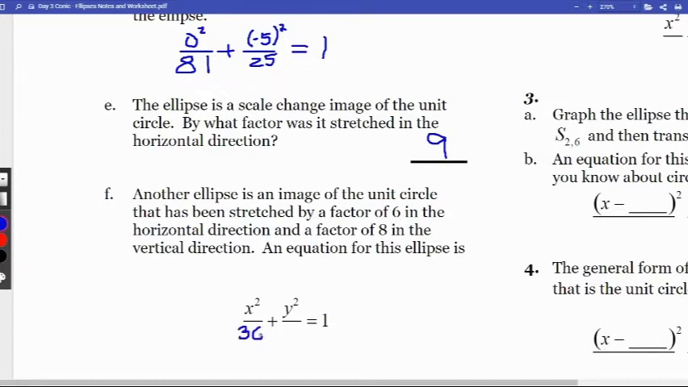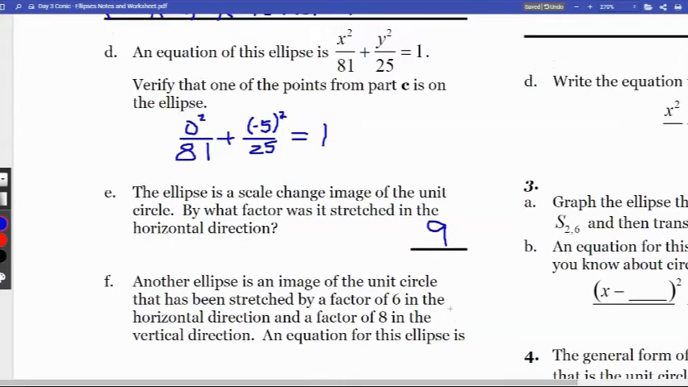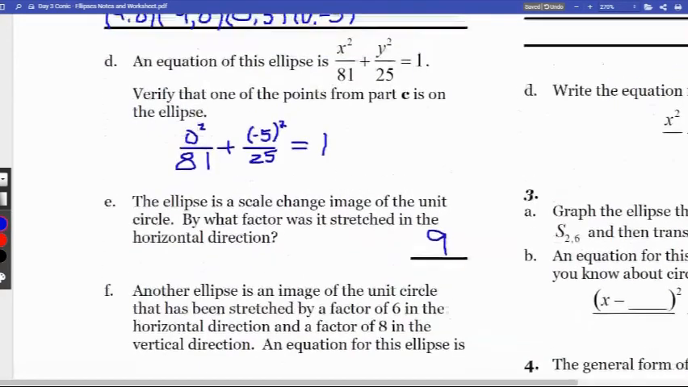A factor of 8 in the vertical, 8 squared is 64. And so if you graphed this, if you went on Desmos and graphed this, or if you switched it around into function forms you could graph on your calculator, this equation would lead to an ellipse that is 12 units wide and 16 units tall, stretched out by a factor of 6 and 8 horizontally and vertically. All right, moving along.